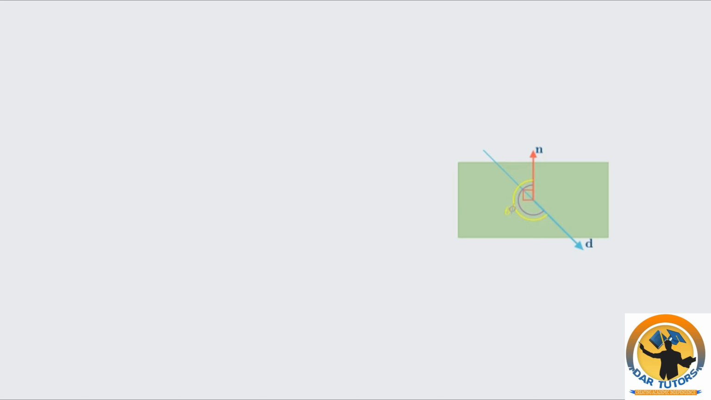How are these two angles related? Since the normal vector, n, is perpendicular to the plane, the angle between n and the line is complementary to the angle between the line and the plane. This means their sum is 90 degrees. So phi plus theta equals 90 degrees. This is a crucial relationship.